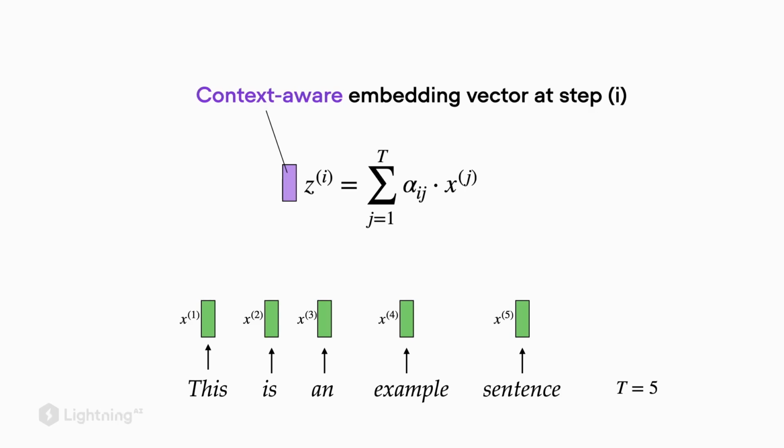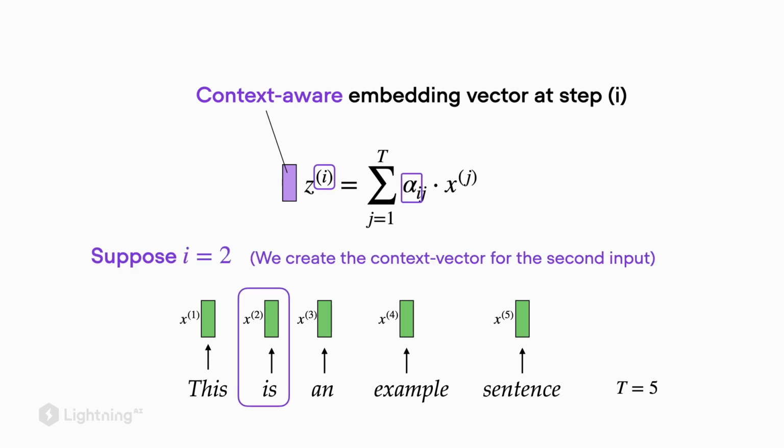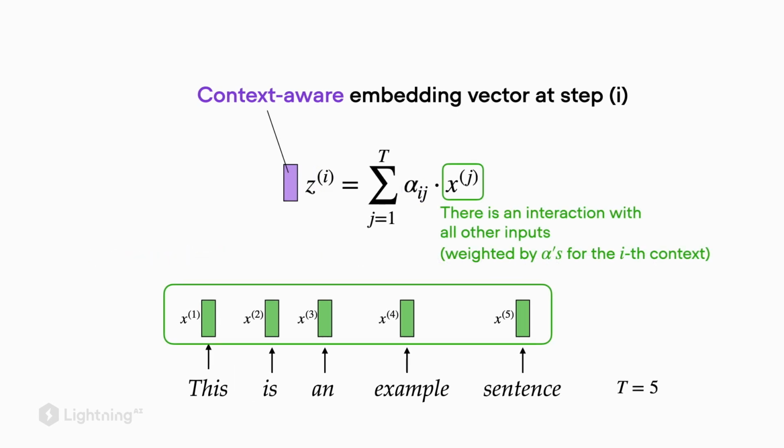So here we have a context-aware embedding vector at one time step. If we suppose that the time step is 2, then this is the context-aware embedding vector corresponding to the second input word here. Like before, the values alpha represent the attention scores. Notice that we are multiplying these inputs x with the alpha, the attention scores, to obtain the context-aware embedding vector z. So z here is essentially a weighted sum over the inputs weighted by the attention scores.